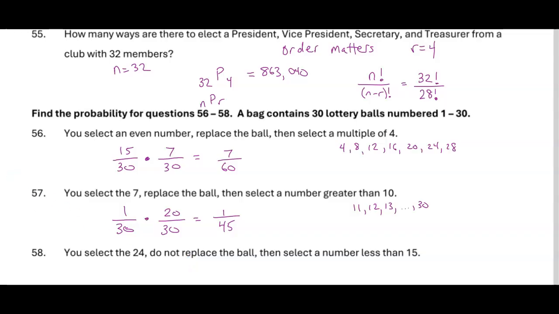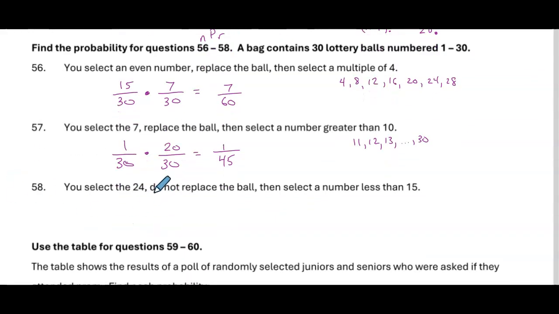All right, 58. We have a similar situation that we're selecting a single number. So there's only 124 in the bag, so that's 1 out of 30. Do not replace. So that means that the new sample space only has 29 in it. We want a number less than 15. So that would be from the numbers 1 to 14. Those are the ones that are less than 15.